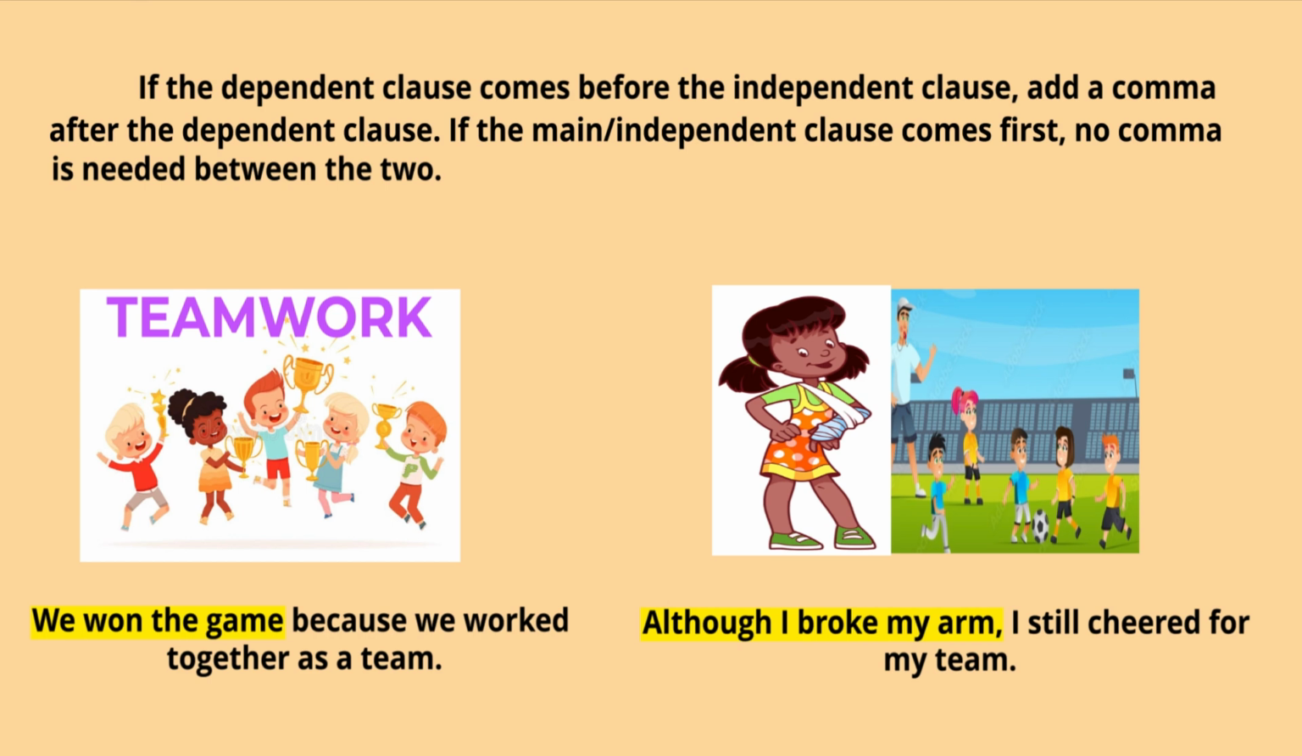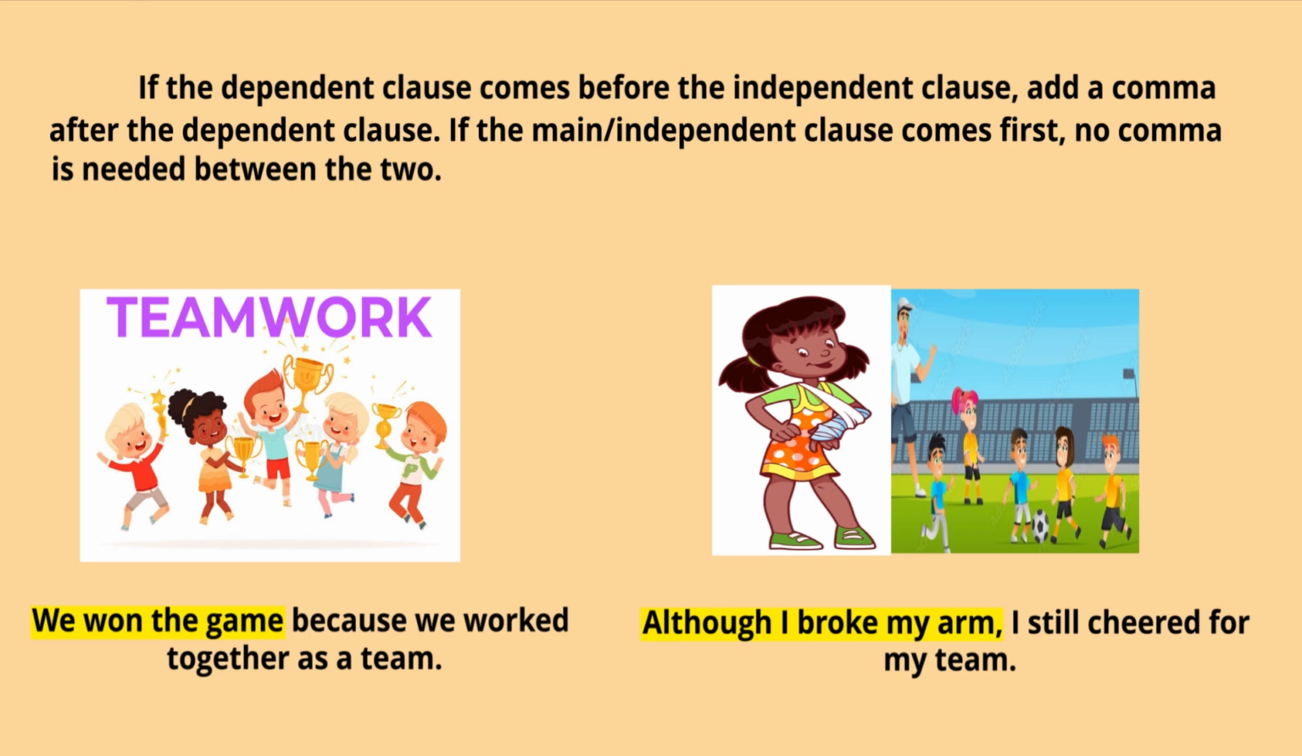Got it? We won the game because we worked together as a team. So the independent clause came first, followed by the dependent clause. In the second image, what do you see? You see a girl had a fracture in her hand, and then in the second picture you see a few kids playing soccer. Although I broke my arm, I still cheered for my team. Although I broke my arm. Now you have to tell me if it is a dependent clause or an independent clause.